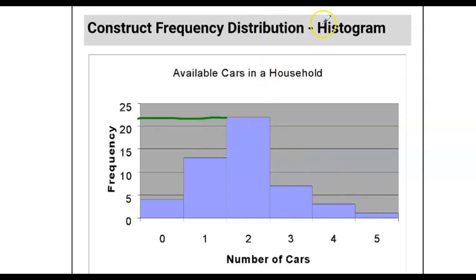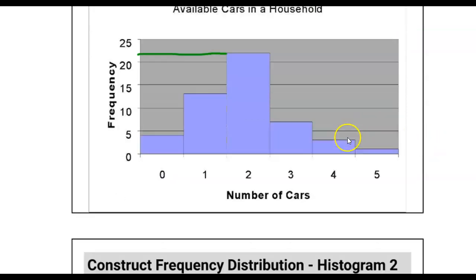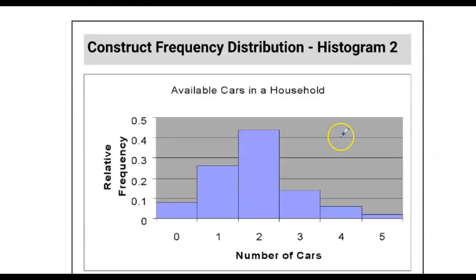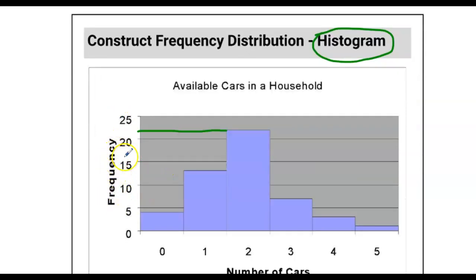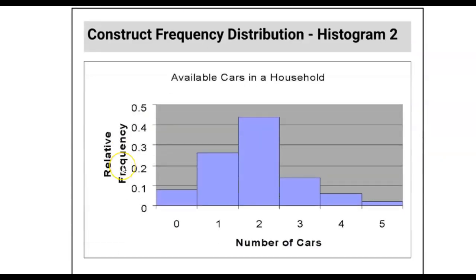One other thing that you should observe, since this is a histogram, we've got no space in between these bars, people. That means that the bars are touching. In a histogram, the bars touch. Here's histogram number 2. The only difference between this and histogram number 1 is that this is relative frequency, so the decimals are on the scale instead of the actual numbers of the frequency. Keep in mind that it doesn't change the shape in any way.